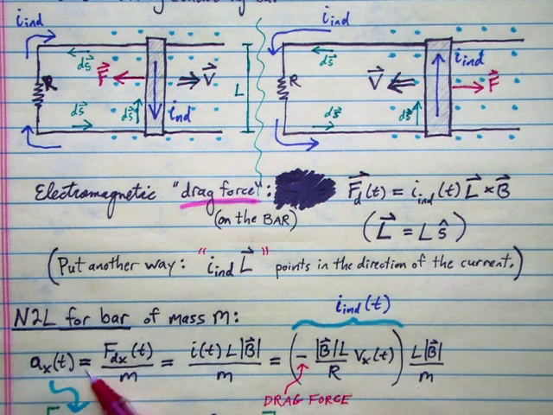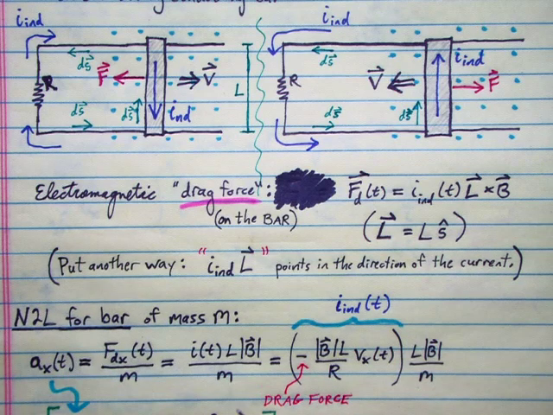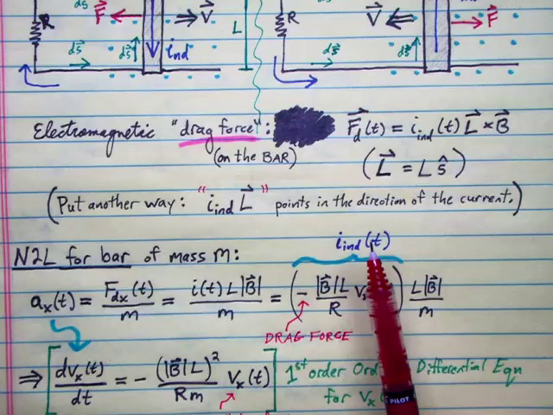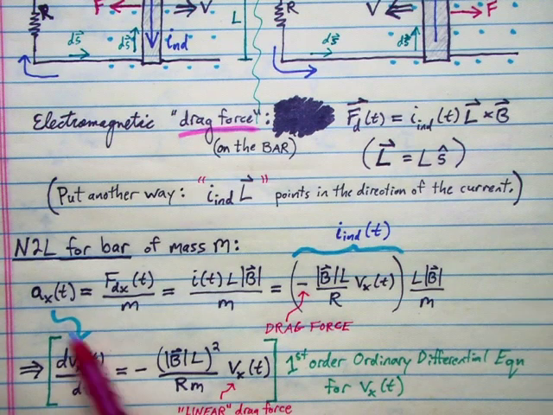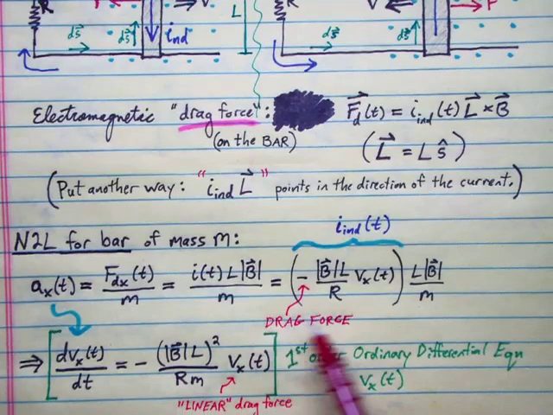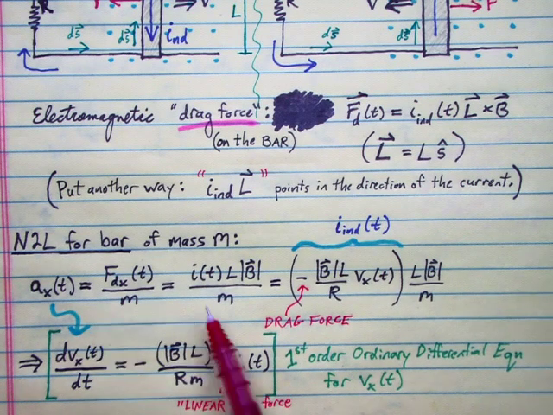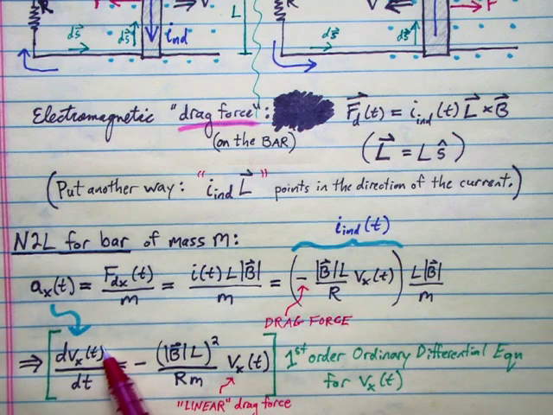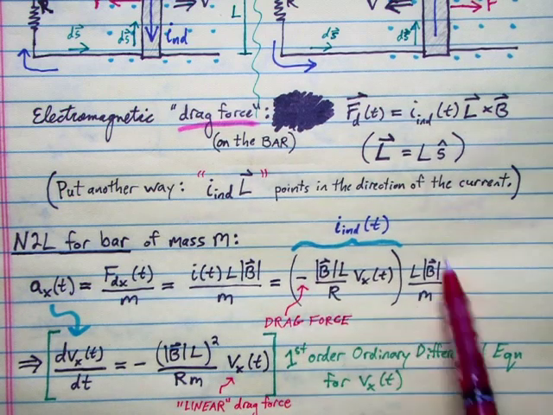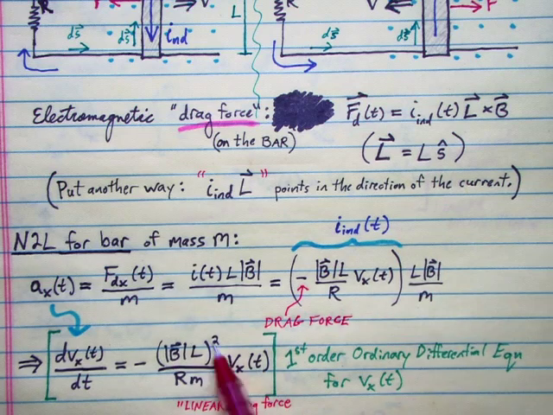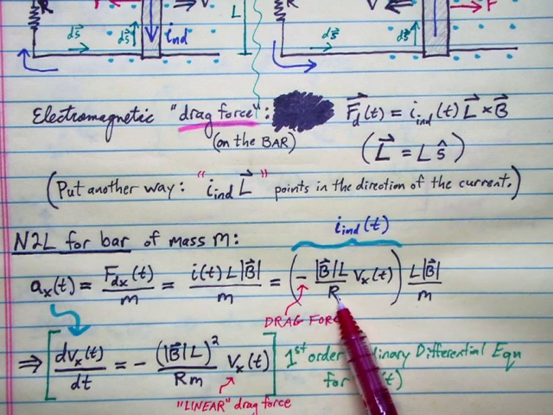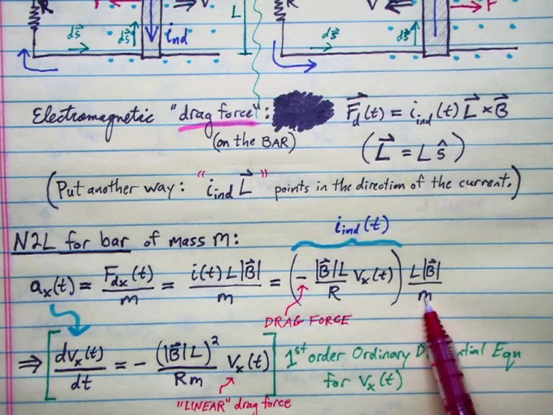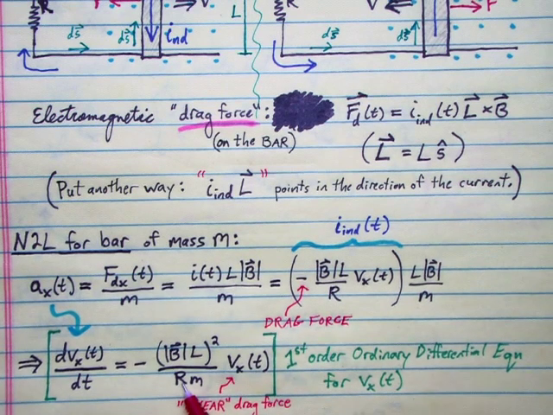And noting also that the acceleration can be represented as the time derivative of velocity. So ax is dvx/dt. We can rewrite N2L to say that dvx/dt is equal to the opposite of, combining constants here, we've got a BL and a BL, makes it BL squared, and here we've got the resistance of the circuit, and here's the mass of the bar. Kind of a funny combination here, like a resistance times a mass, a mechanics thing and an electricity thing, but there you have it.